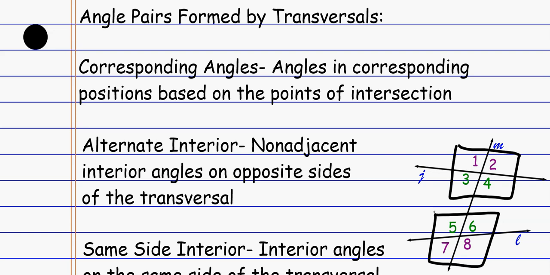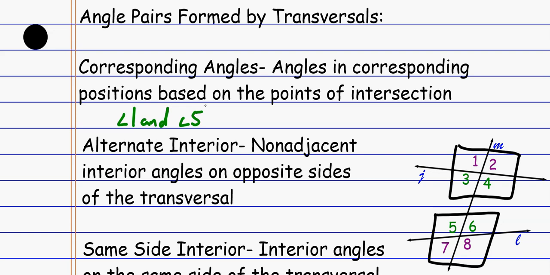So if I look at that first picture, that top picture with 1, 2, 3, 4, I've got a 1 in the upper left-hand corner. And when I look at the other picture, the 5, 6, 7, 8, I have a 5 in the upper left-hand corner. Those two angles are the same position. They're in the same spot on my picture. So those are corresponding angles. Okay? So an example of corresponding angles would be angle 1 and angle 5.